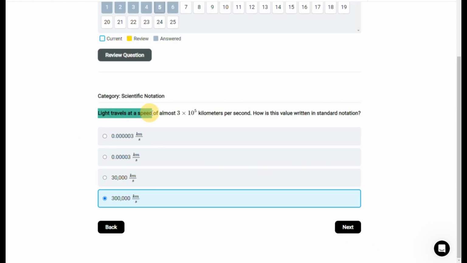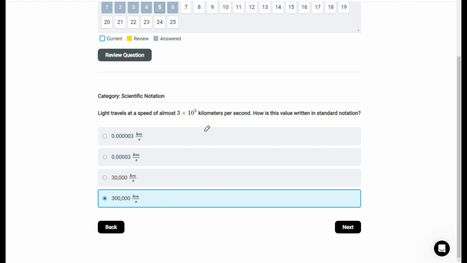Next, light travels at the speed of almost 3 times 10 to the 5th kilometers per second. How is this value written in standard notation? Standard notation is what we usually see. However, scientific notation, this 3 times 10 to the 5th, is a format that is often used in science to simplify numbers so they are easily read, for instance, in a scientific paper. Understanding both of these can help you in being able to transfer between both of them when you're given a number in either scientific or standard notation.